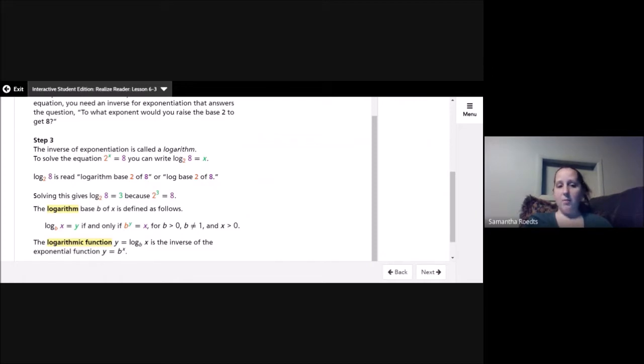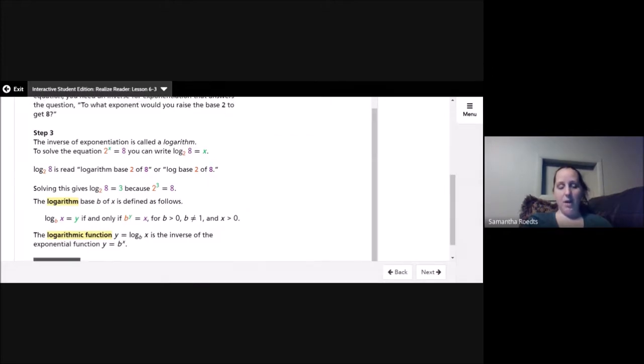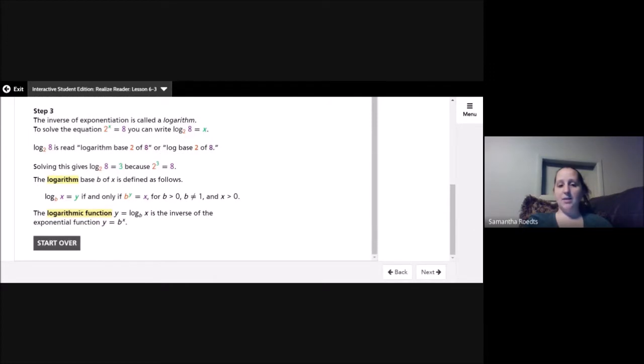The logarithm base b of x is defined as follows. Log base b of x equals y if and only if b to the y equals x, for b greater than 0, b cannot be 1, and x greater than 0. The logarithmic function y equals log base b of x is the inverse of the exponential function y equals b to the x power.